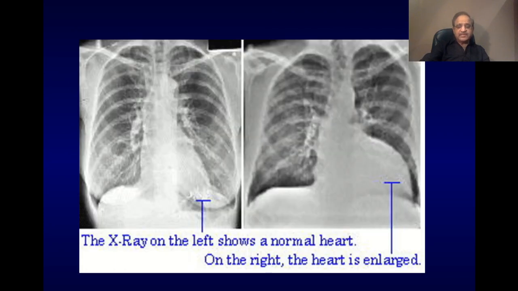You can see nicely on the left side, the left ventricle is enlarged and is almost touching the chest wall, whereas on the right side, the heart size is normal.